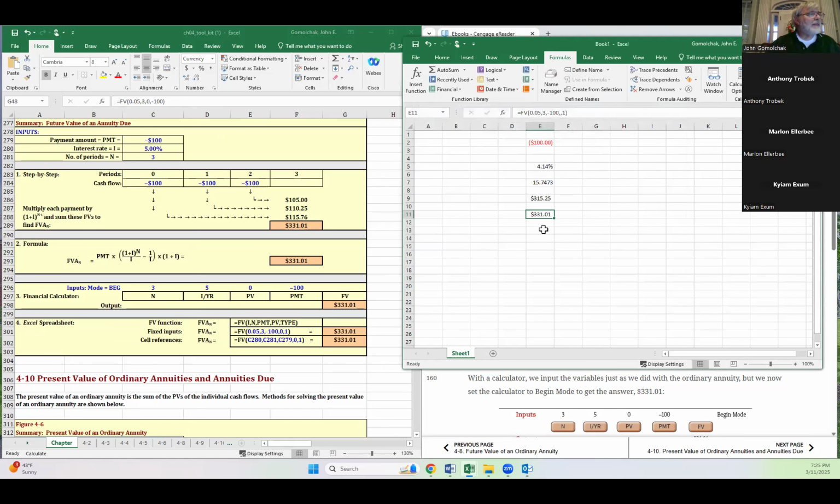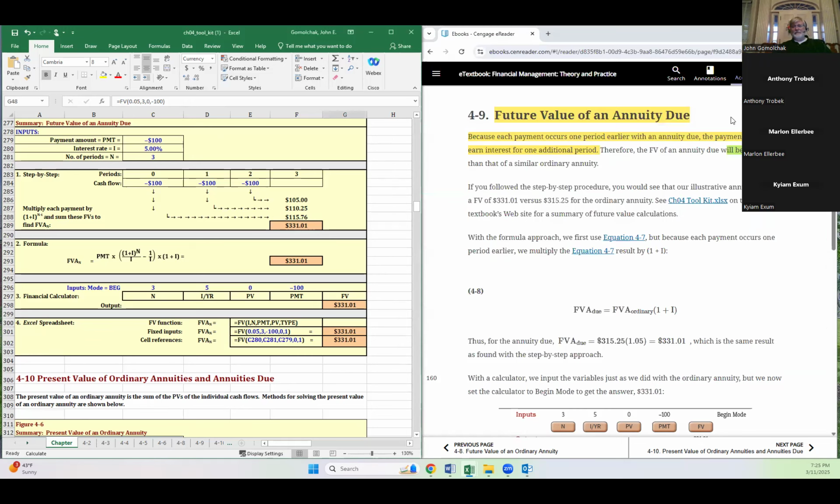Hit OK. Instead of it being $315.25, by having that additional period in there, it's now worth $331.01, which is exactly what the book said that we should have gotten. All right, moving right along.